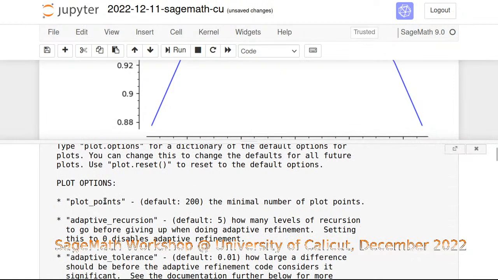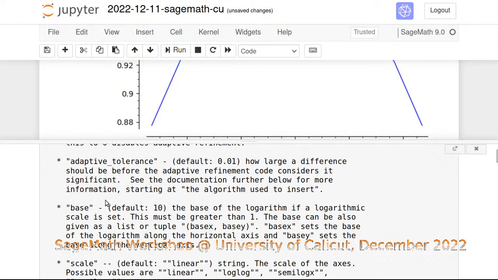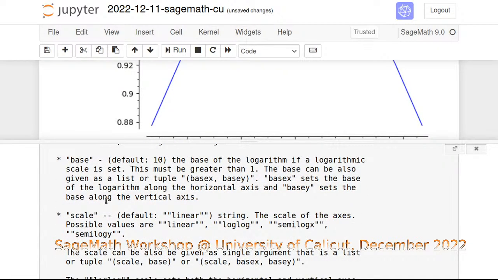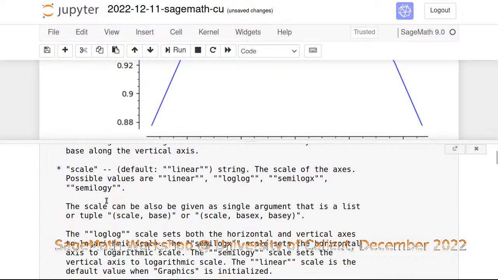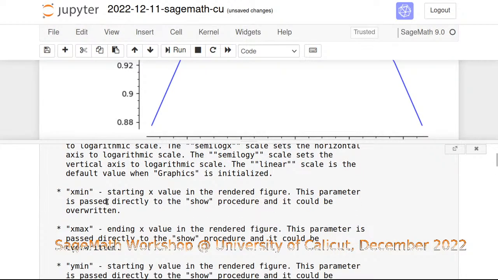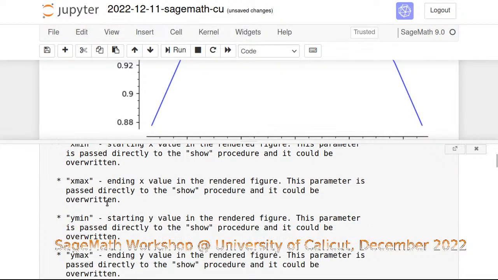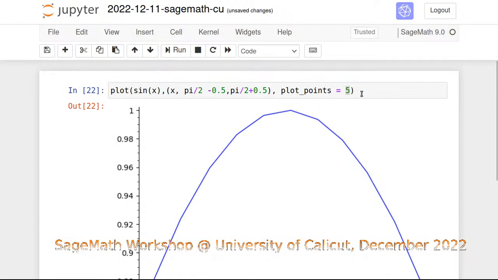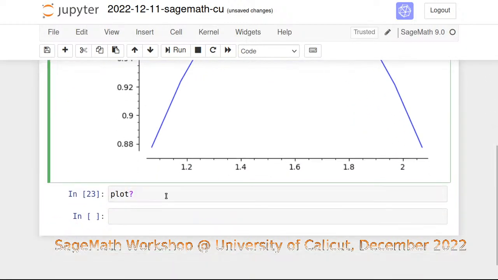Adaptive recursion, I don't really think that we will be using it much. The most important thing that we will be using in our course, we will see, is the scale of the axis, linear, log. Okay, let us ignore that. X minimum, X maximum, we were actually using that. Y minimum, Y maximum. Okay, we will try to see this Y minimum, Y maximum as well. So what is this Y minimum, Y maximum? Let us try to take this.